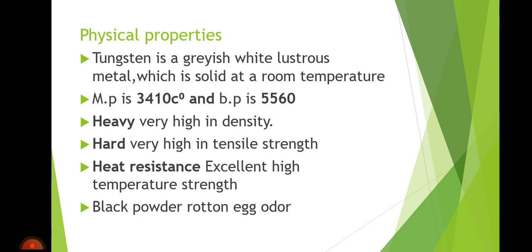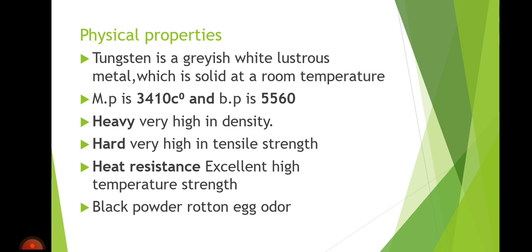Physical properties are those properties which do not affect the chemical composition of the element. Now we discuss the physical properties of tungsten. Tungsten is a grayish white lustrous metal which is solid at room temperature. It has the highest melting and boiling points of all metals, and at temperatures over 1650 Celsius it has the highest tensile strength.